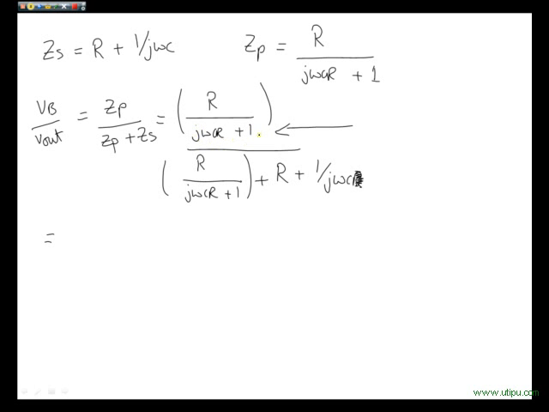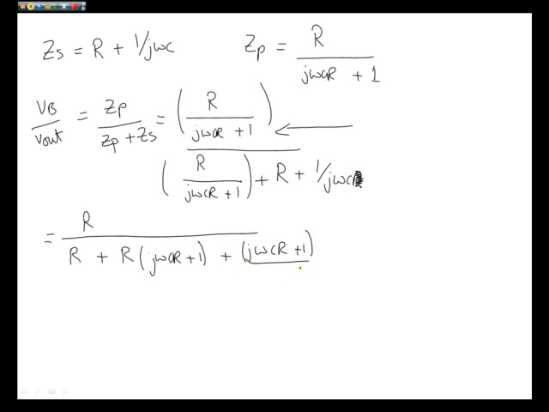R over j omega CR plus 1 multiplied by that denominator becomes R. This term multiplied by that denominator becomes R. This is this R multiplied by this denominator, j omega CR plus 1, plus 1 over j omega C multiplied by j omega CR. So let's do that one. j omega CR plus 1. That's my multiplication factor, all divided by j omega CR.